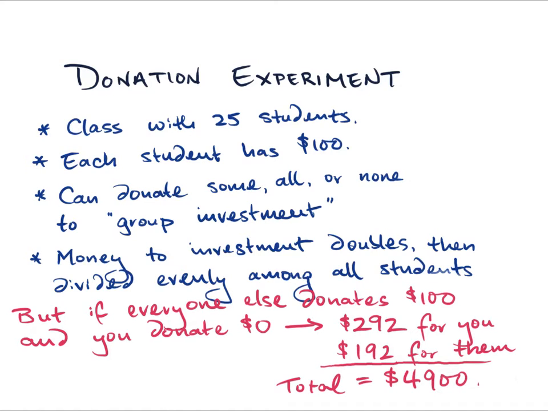When you donate nothing, you get 292. That's great for you. They get less. They get 192. The total amount for the group is then $4,900. And this is why the social planner doesn't like this outcome. It doesn't maximize the total money for the whole group. In that sense, it's not socially optimal. However, it was your best strategy.